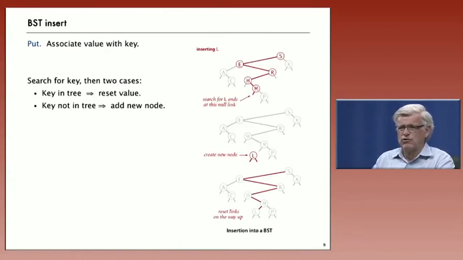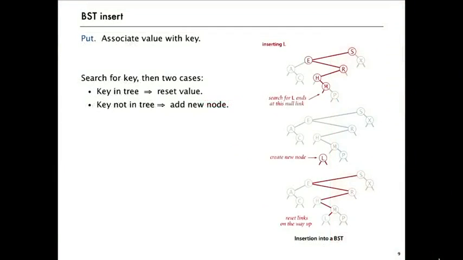So what about put? Well, for put, there's two cases. If we're supposed to associate a value with a key, if the key's already in the tree, then we're just going to reset the value. If the key's not in the tree, then we add a new node at the bottom.